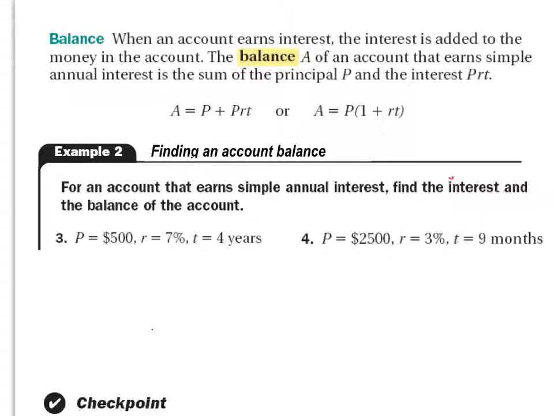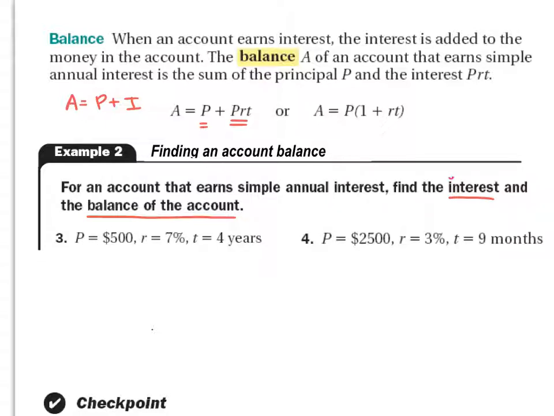And if you remember back to our first page when we were talking about these vocab words, we talked about how the balance of the account is what you start with plus the interest that's made. So another way that you could write this equation is the account balance, the ending amount, is the principal, what you started with, plus the interest that you made. And so many of the problems ask us to find the interest, but also to find the balance of the account. So there's actually two answers to our problem.